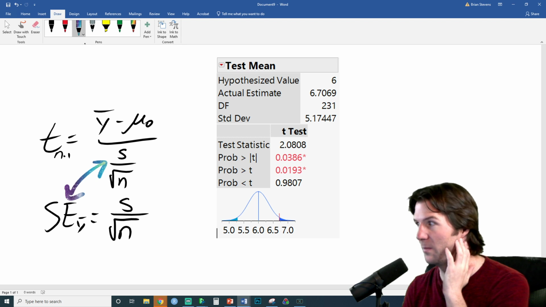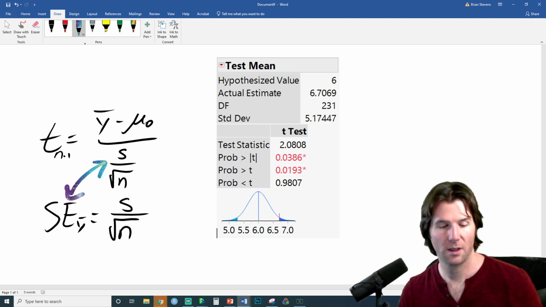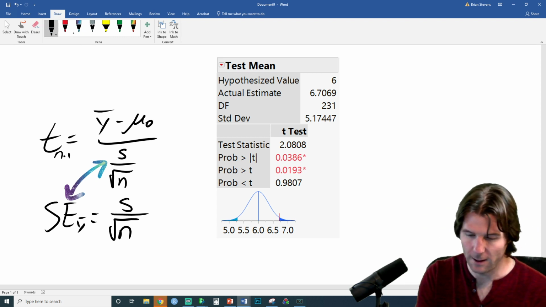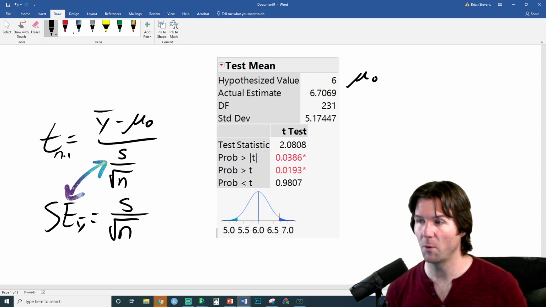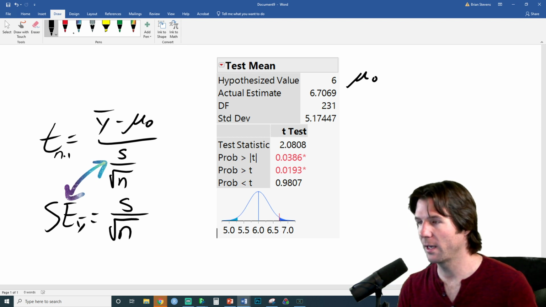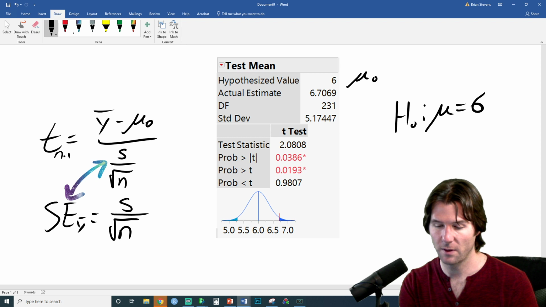Close, mu naught, mu naught. It is the hypothesized true mean. This right here is mu naught. And P would be for proportions. Like P naught would be the hypothesized. So you're kind of right, Kim. We're very close. We would get something like this right here. And we're going to do nulls and alternatives next, I believe.